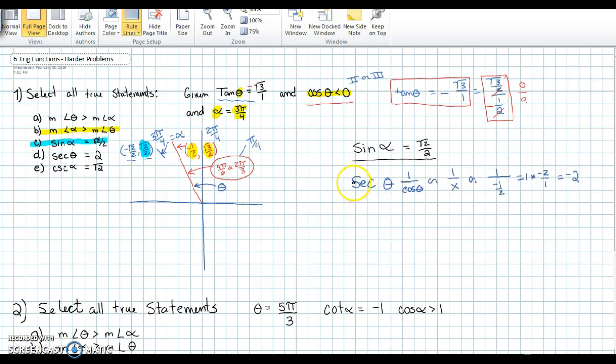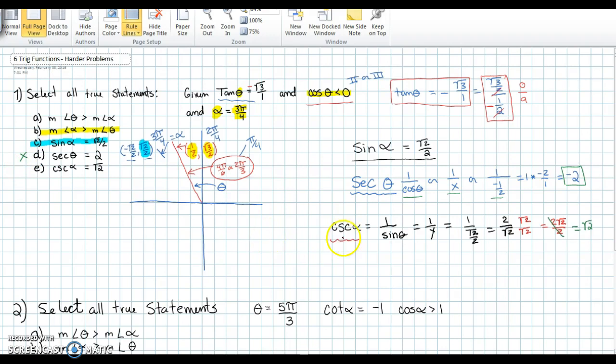Next we were asked, what is secant of theta? Well, we know it's 1 over cosine, which is 1 over x, which is 1 over negative 1/2, which when we invert and multiply is negative 2, not 2. So that would be false.